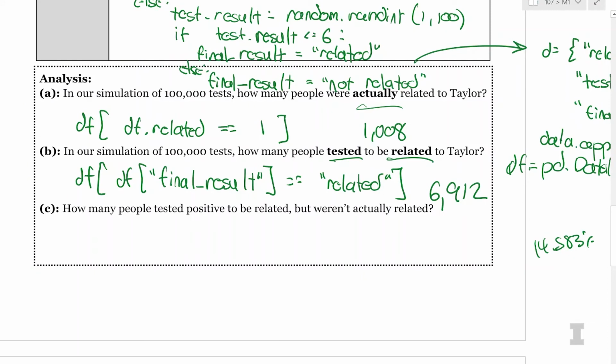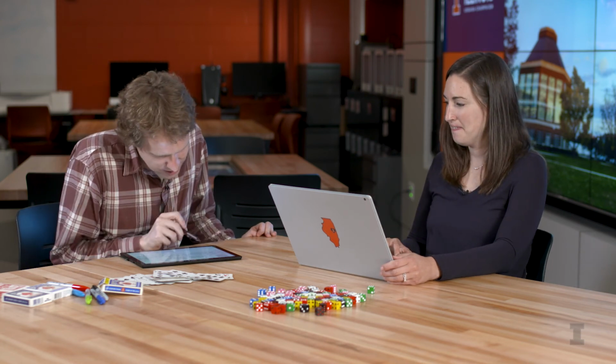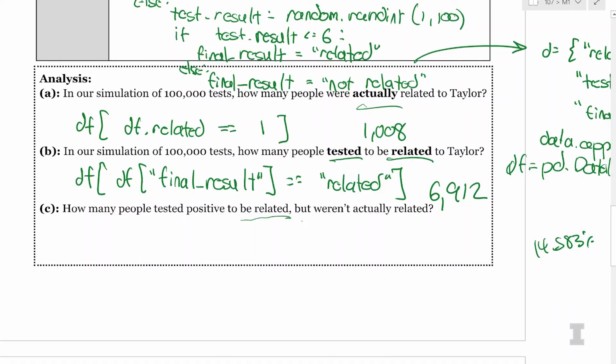So basically 14.583% of people might be truly related to Taylor Swift, but that's actually slightly off because there may be a few people who were related to Taylor Swift that actually tested negative. Exactly. So the third part of the analysis says how many people tested positive to be related but weren't actually related. So this will get us close to 14%, but I think we'll get a slightly different answer.